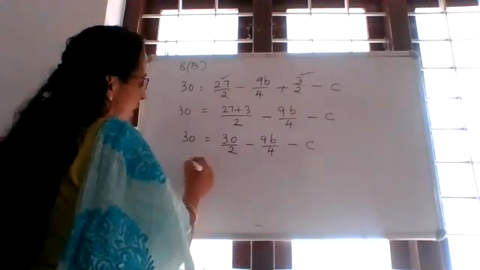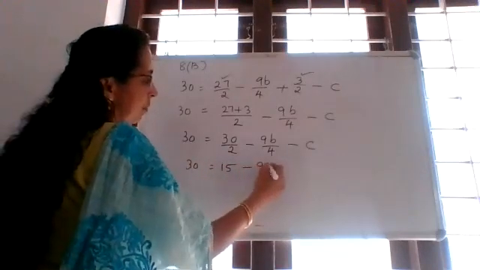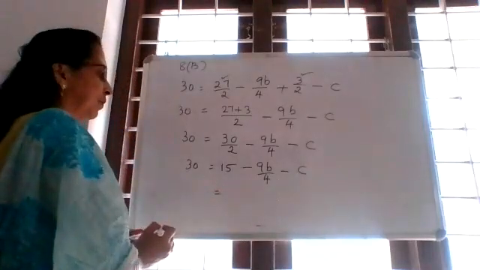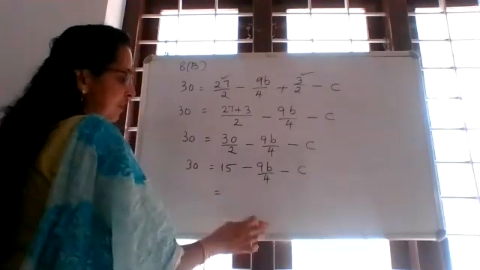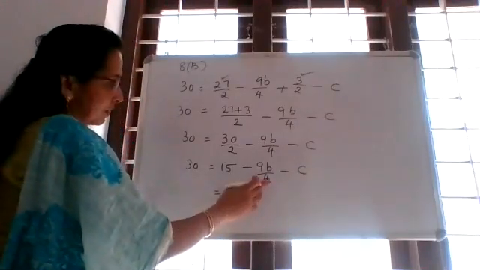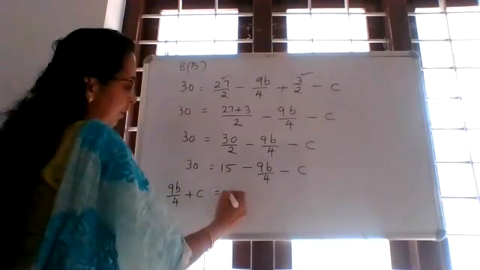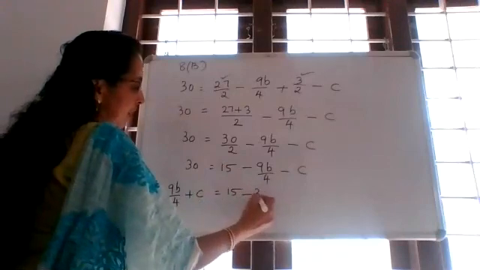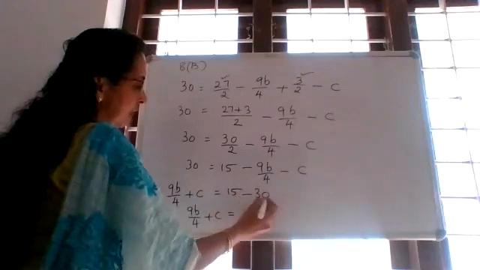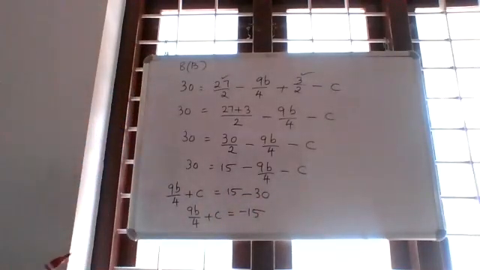Here we can cancel now, so it will be 15. 15 minus 9b/4 minus c. This we can take to the left side, so it will become positive: 9b/4 + c, with 15 there itself, minus 13. So 9b/4 + c is equal to 15 minus 13 is 2. So again, we want to take the LCM.